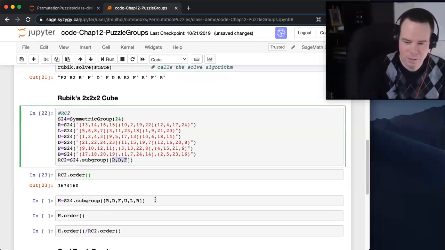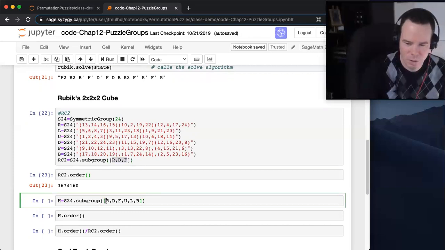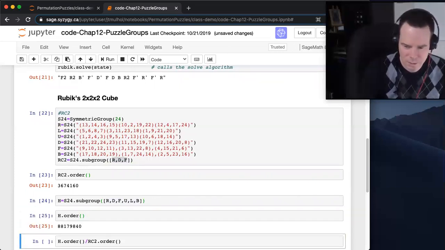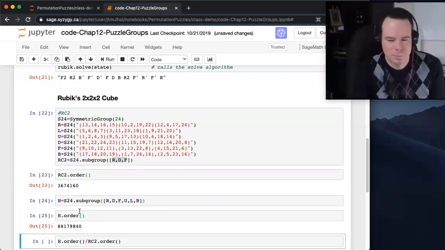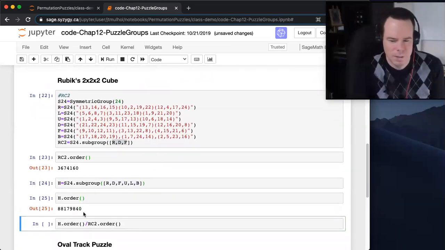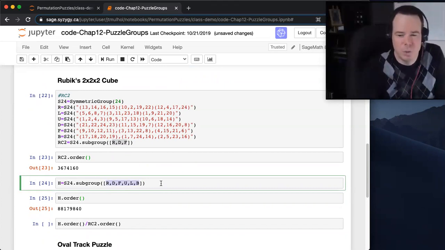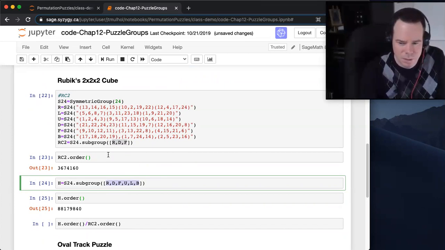Well, let's see. If I use all of the moves and store that as H, and then I ask for the order of H, I get a different number. Why is that? This is doing all of the 6 basic moves, forming the subgroup of them, and I get a different answer than just doing R, D, F. So which one's right? Really, I should be using all the moves, right? I am overcounting. Yeah, exactly.